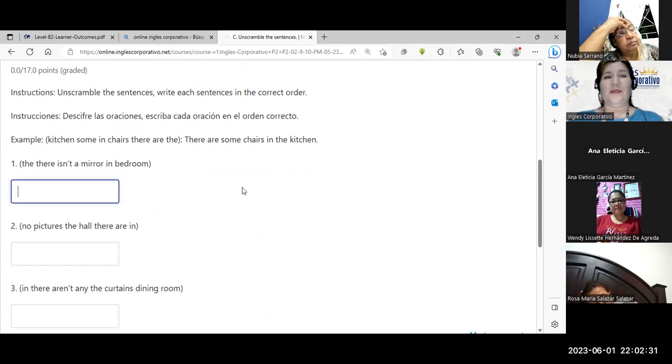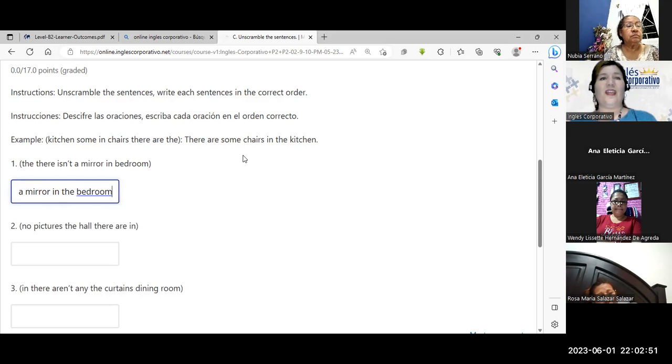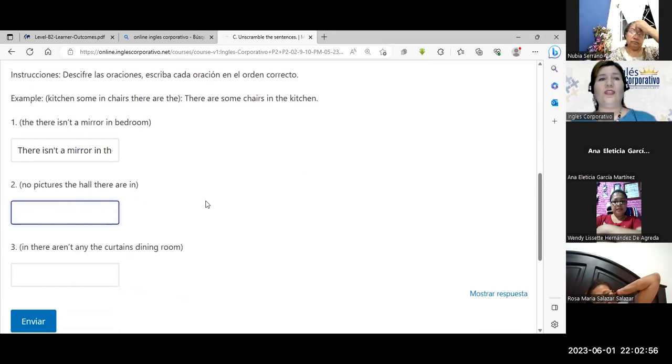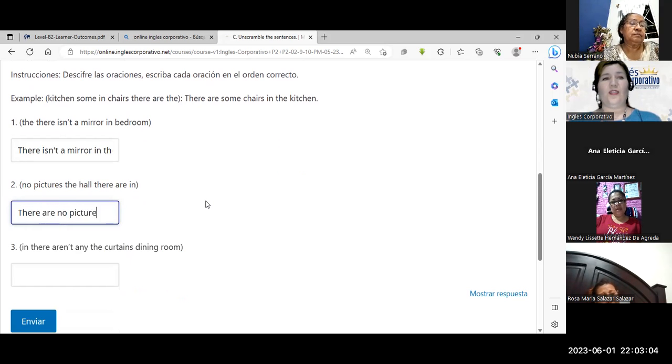And it says, there isn't a mirror in the bedroom. In this one, we say, there isn't a mirror in the bedroom. Okay, there isn't a mirror in the bedroom. And I think you need the period. Okay? No pictures the hall that are in. There are no pictures in the hall.